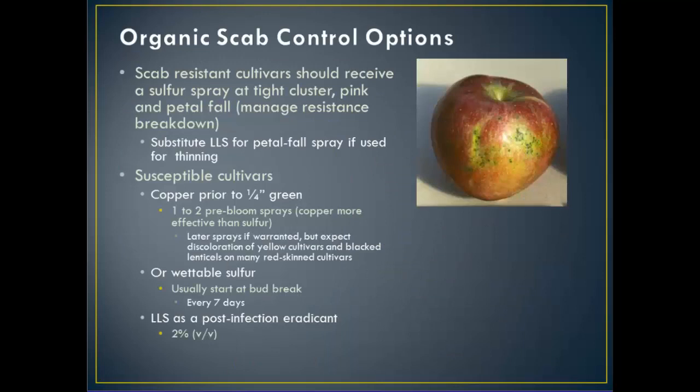If we're looking at organic scab control options, as I say, you can use liquid lime sulfur, a pedal-drop spray, if used for thinning. Occasionally, if you want to do some apple thinning, organic growers don't have the option of using what commercial growers normally use. So liquid lime sulfur is what we use to do thinning on apples. If you're using this, you can start out with sulfur, and when you get to the point where you would do some thinning, you can switch over to liquid lime sulfur.